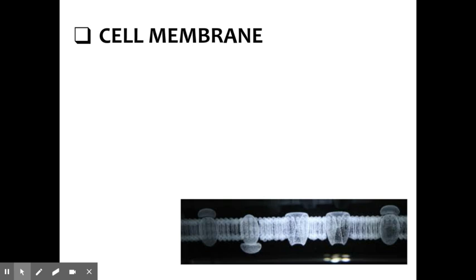The cell membrane. It really wasn't until fairly recently that I finally figured out the difference between cell membrane and plasma membrane. People often use these terms interchangeably, but really cell membrane is any membrane bound organelle, and the plasma membrane would just refer to the membrane surrounding the cell. So for right now, when I say cell membrane, we're actually talking about the plasma membrane.